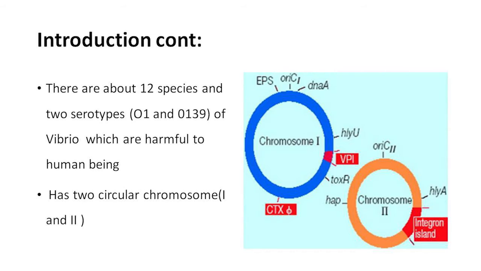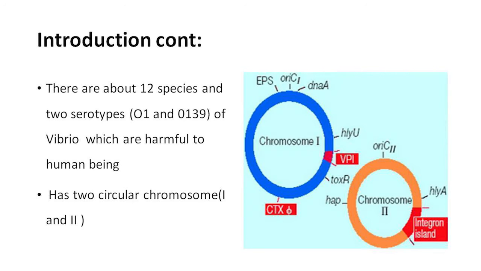And O1 is divided into Ogawa, Inaba, and Hikojima, but in my case, I deal with Ogawa, which produces subunit antigens A and B, which are very toxic antigens to human beings. But also, Vibrio cholerae has 12 species and 2 serogroups, O1 and O139, which are very harmful to human beings.